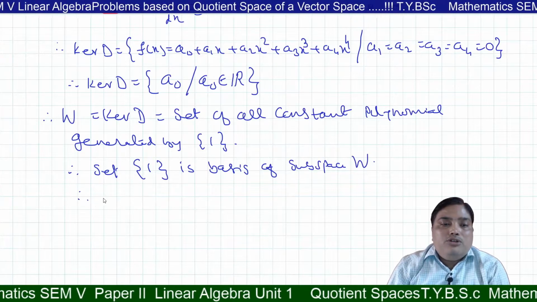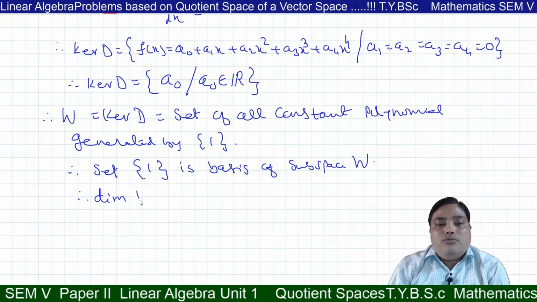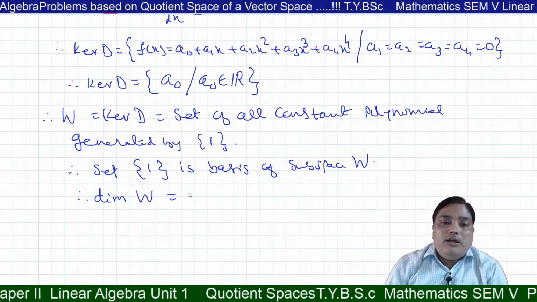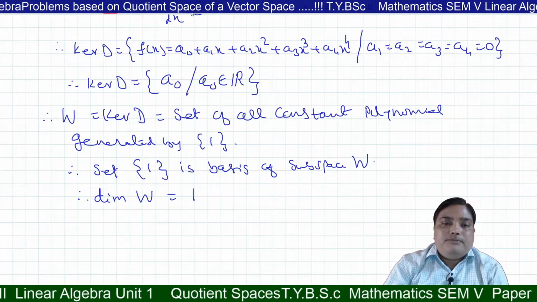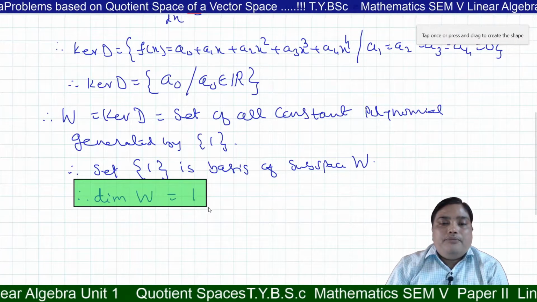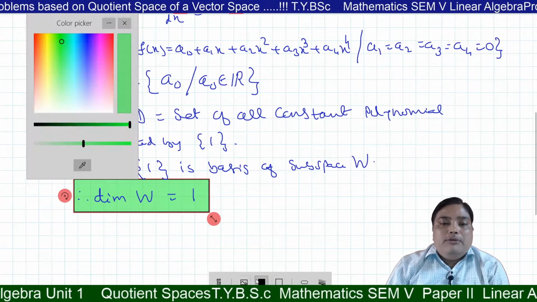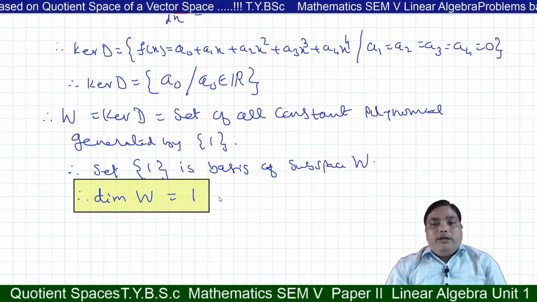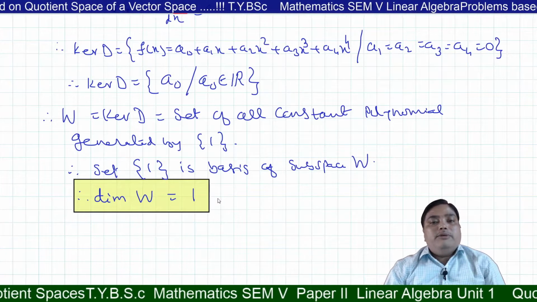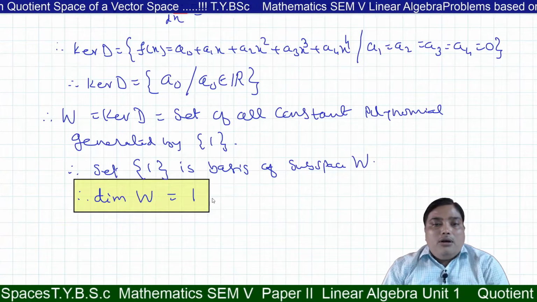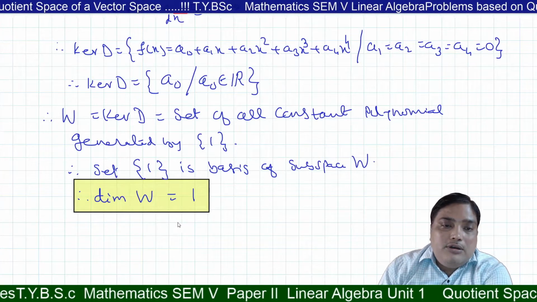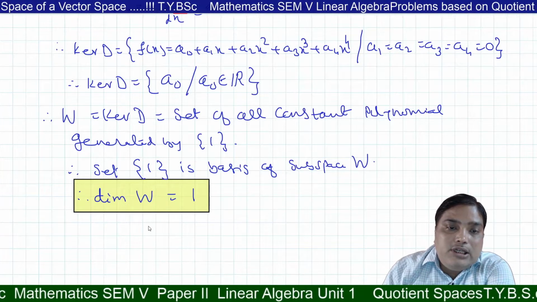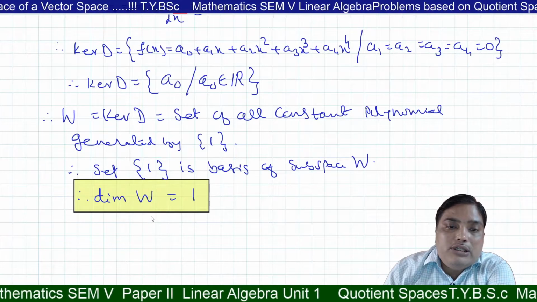So therefore dimension of W is equal to, what is the dimension? Because only one element is in the basis, so dimension is 1. Okay, so here dimension of W is equal to 1 clearly. So now we have computed the dimension of vector subspace W. Now by extension of basis we will extend the basis of W to the basis of V. So the next step is extending the basis of W to the basis of V.